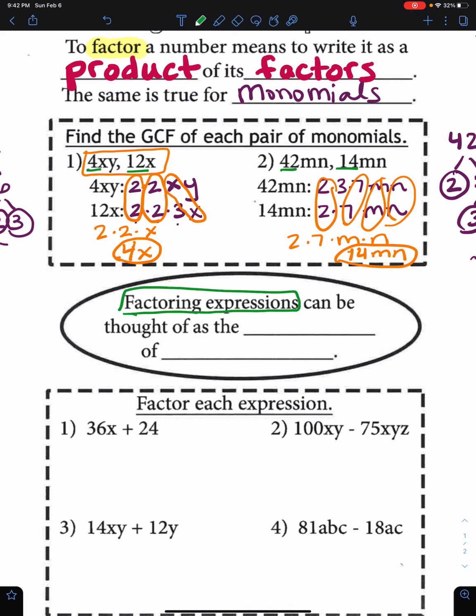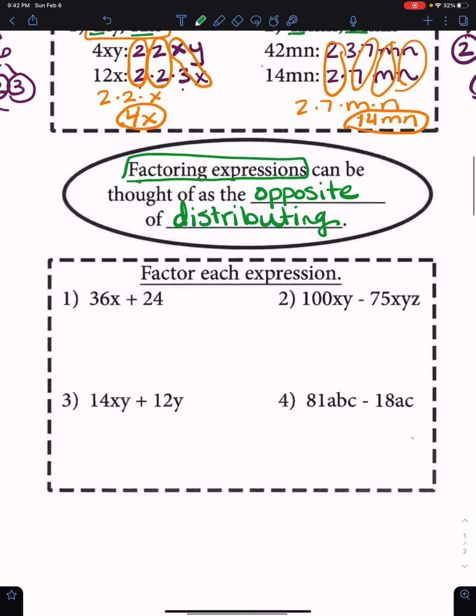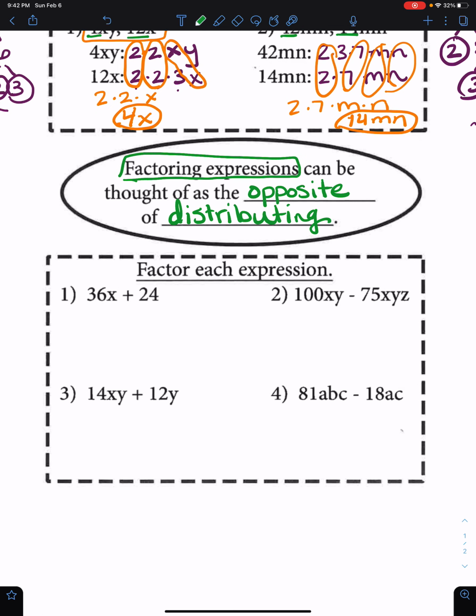Factoring an expression is basically doing the opposite of the distributive property, or like backwards distributive property, sometimes you'll hear me say. So first, if we're going to factor these expressions, we're going to find the greatest common factor of 36x and 24.